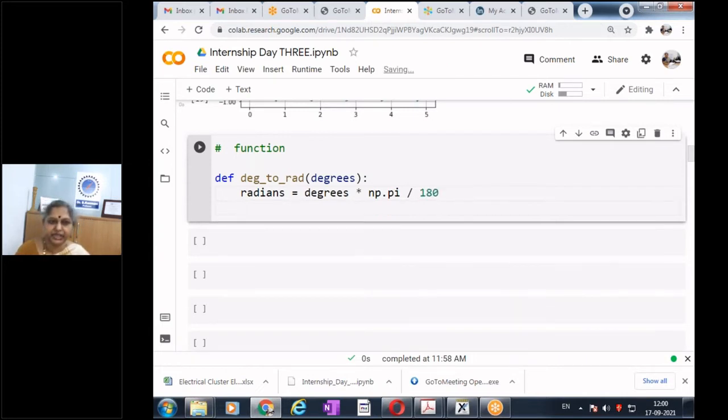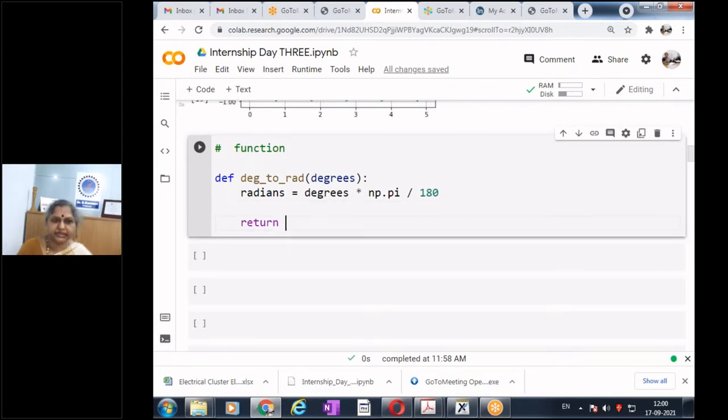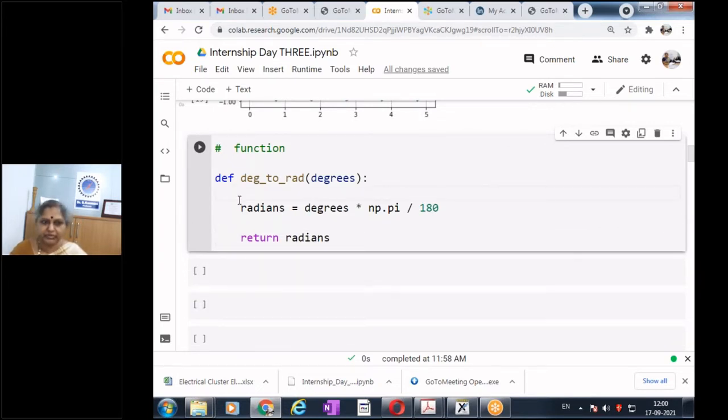I have the conversion, and now whenever I call this function, it should give me the result. So the keyword is return. And what should it return? Radians. It should return radians. Please remember at least one indent. I like to keep 2 indents. Whatever we put in return will get returned. So just run it. You will not get any output here because we have not called the function.